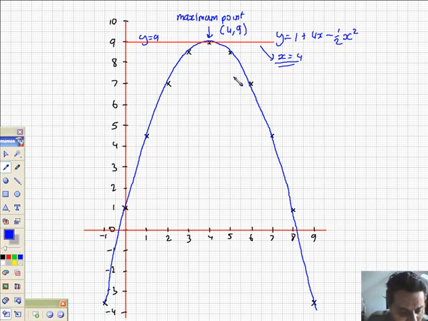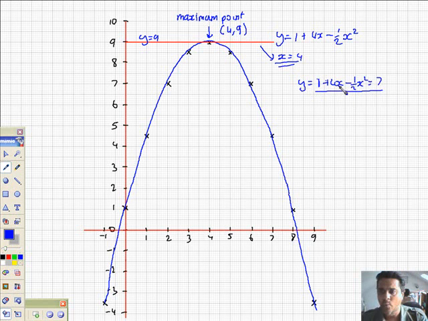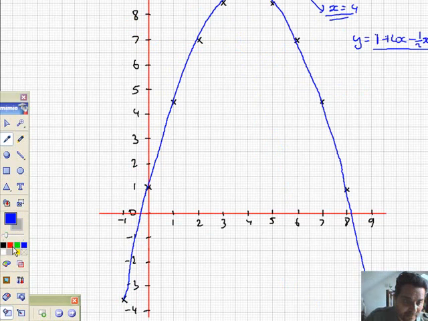Next one. This is part D. Find the solutions to these equations. The next one says y equals 1 plus 4x minus half x squared equals 7. So really that's the equation they want me to solve, and if y equals this blue equation, the blue line, and this must be equal to 7, therefore y equals 7. I draw in the line y equals 7 therefore.